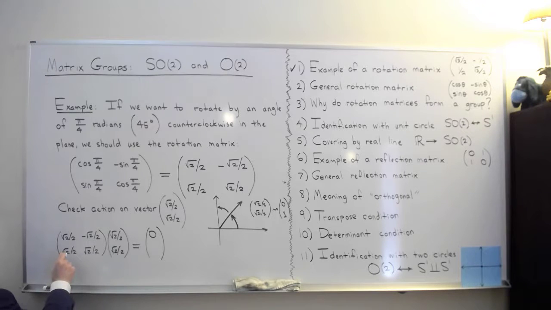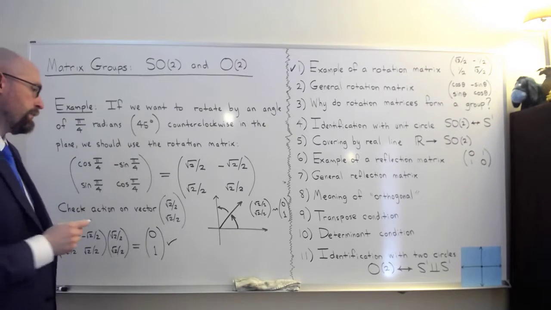And then here, what do we get? Well, the first one, we get square root of 2 times square root of 2 in the numerator. That's giving us 2 over 4. That's 1/2. And then here we get another 1/2 from the same thing, so we get 1. And that's exactly what we expected to happen.